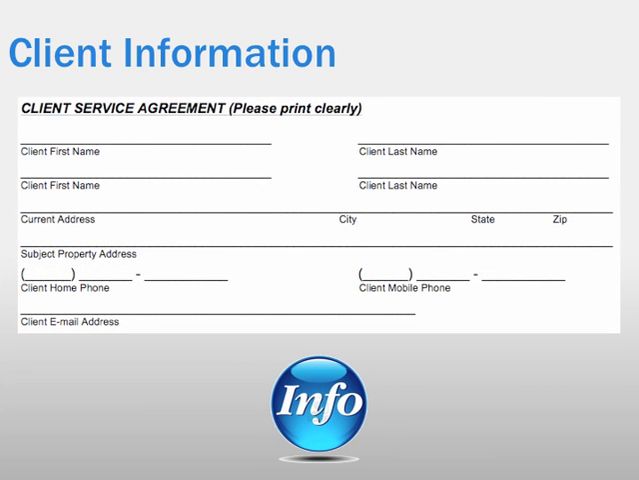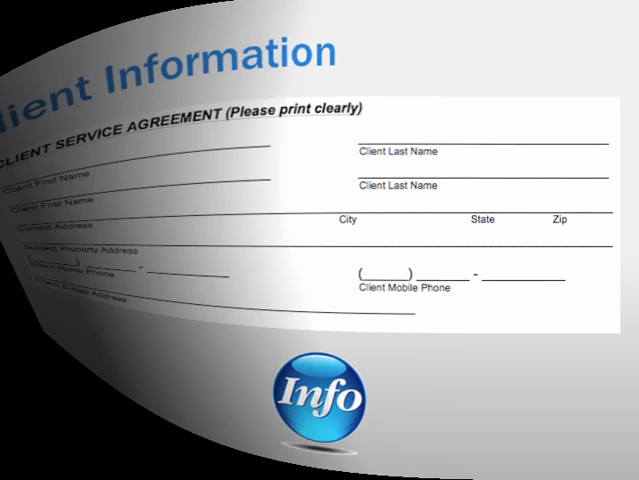Let's break this down. The information section, this is for your client. Now you'll see 2 possible names here. We only really need one if it's a couple that bought the house. As long as we have one person filling this out, and that's all our paperwork, we are fine. You have their current address. Now, the reason why you see subject property address is it could be an investment property and they're not living there. At least try to get their mobile phone and their email as well.